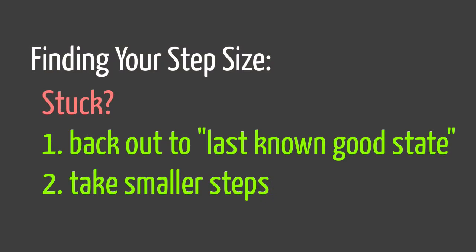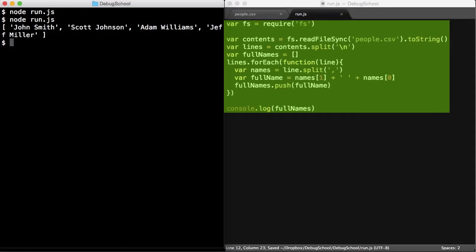So here's a simple heuristic that you can use to find your optimal step size. If you get stuck on debugging, then your step size is too big. So when this happens, you want to back out to the last known good state. The last known good state is the last time that your program ran perfectly, where everything behaved just the way you expected. And in our demo, that corresponds to whenever the entire program was highlighted green.